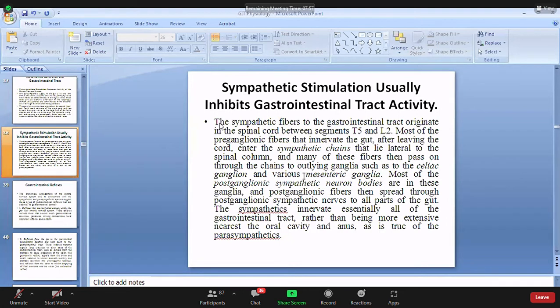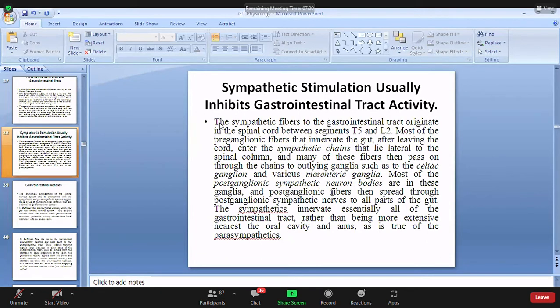And the sympathetic supply যেটা সেটা কি thoracolumbar outflow এটাকে আমরা বলি, that is it originates in the spinal cord between the segments of T5 to L2. Most of these preganglionic fibers innervate the gut after leaving the cord and then enter the sympathetic chain that lies lateral to the spinal column, and many of these fibers then pass on through the chain to the outlying ganglia such as celiac ganglion and mesenteric ganglion.